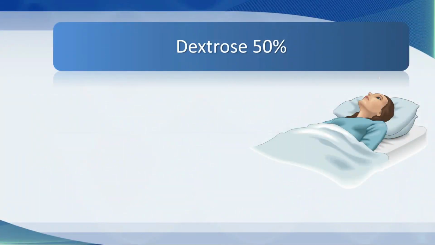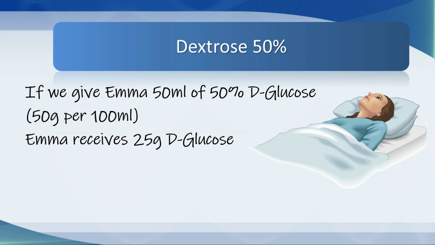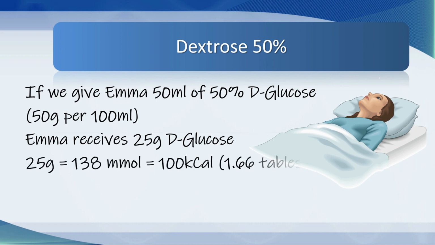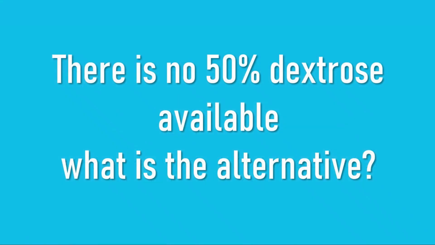sugar. If we give Emma 50 mils of 50% dextrose, or D-glucose, that's 50 grams per 100 mils, Emma receives 25 grams of dextrose. 25 grams is 138 millimoles, or 100 calories, 1.66 tablespoons of sugar, or about 2 millimoles per kilogram of body weight, assuming that she's about 70 kilograms.